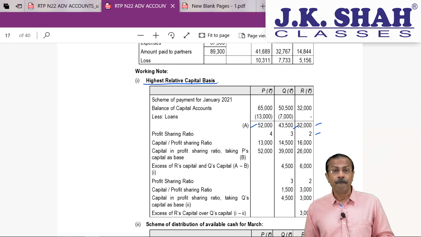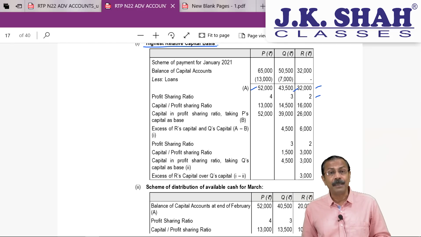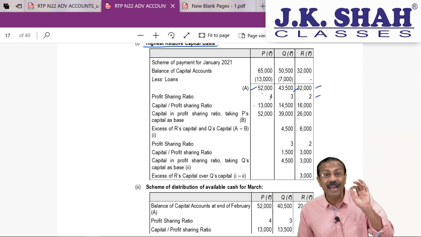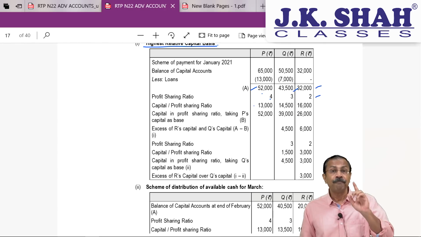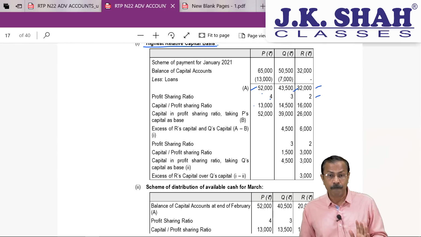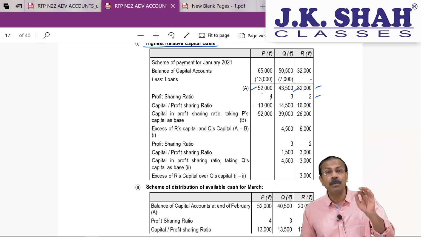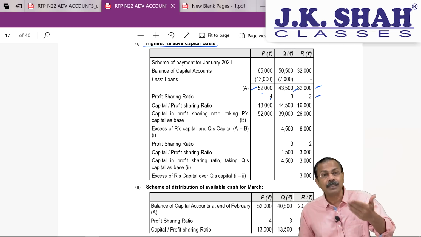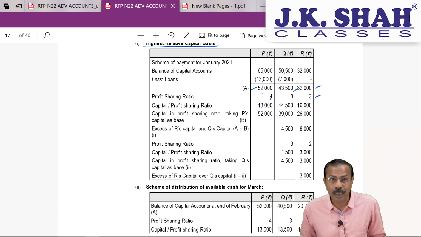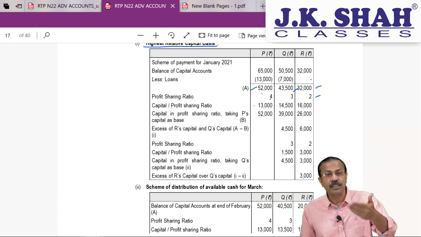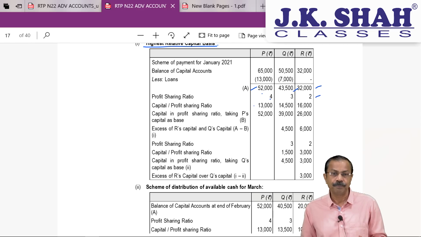4:3:2, remember. Third step is divide your capital balance with the PSR. So 52,000 divided by 4 is 13,000. In short, P has contributed for every share of profit 13,000 as capital. Similarly, Q has contributed 14,500 per share of profit as his capital contribution, and R has contributed 16,000 per share of profit as his share of capital contribution.